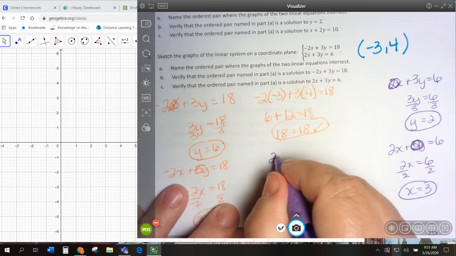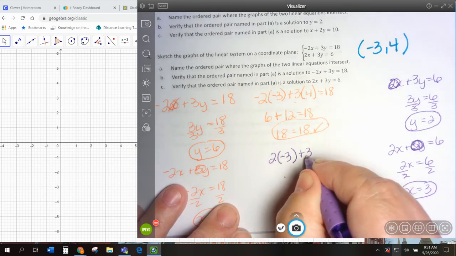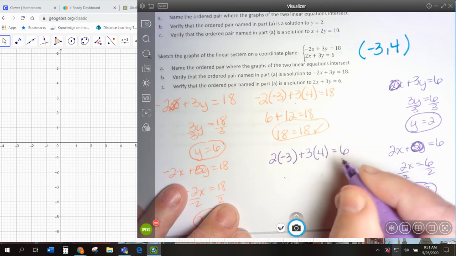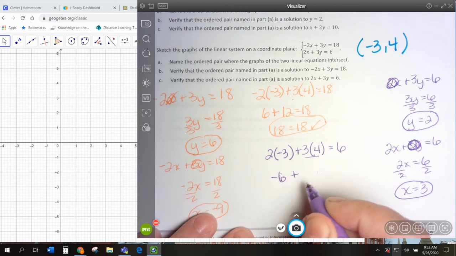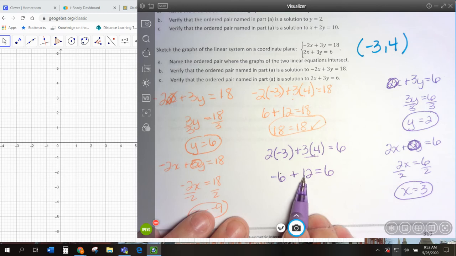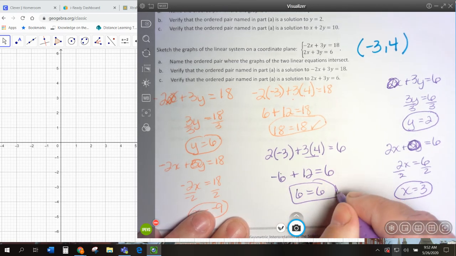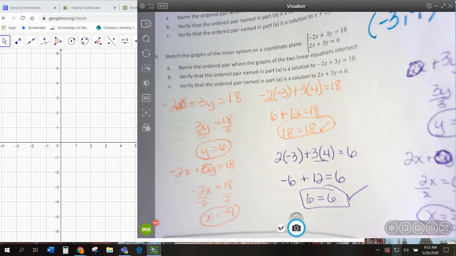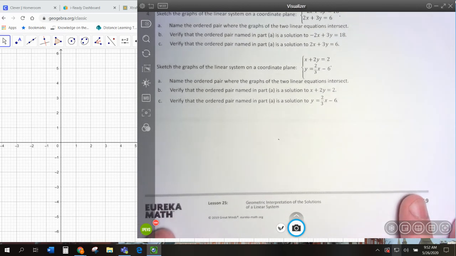2 times x, which is negative 3, plus 3 times y, which is 4, equals 6. 2 times negative 3 is negative 6, plus 3 times 4 is 12. If I start at negative 6 and go up 12, I would end up at a positive 6. So yes, this does work. That is the solution. Let's go on to number 5.